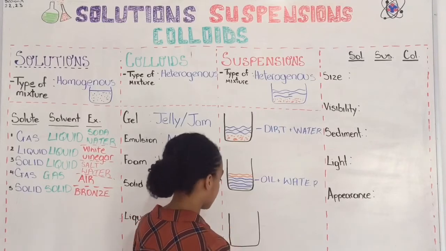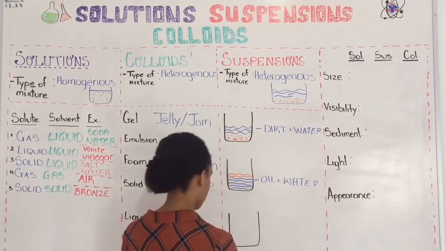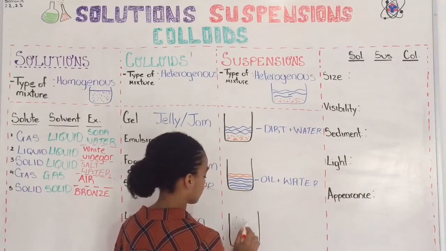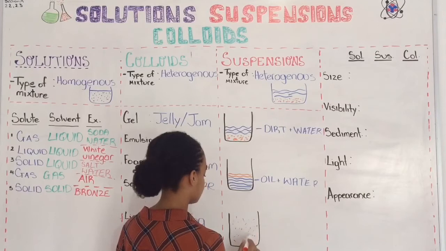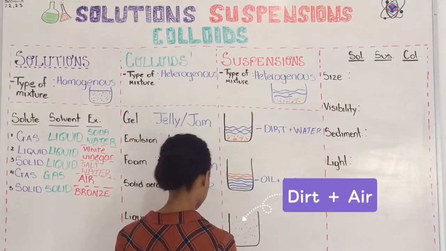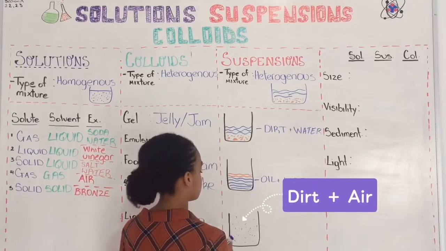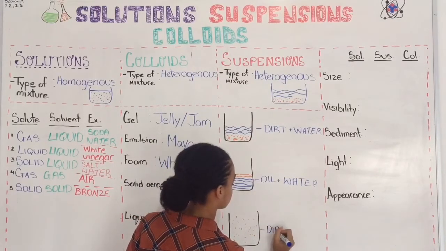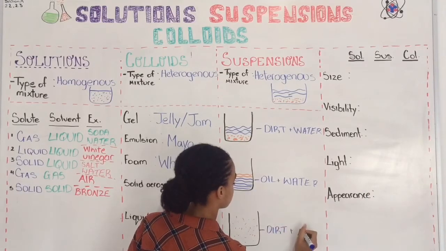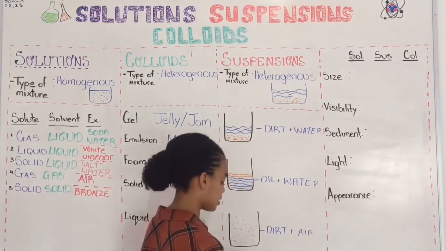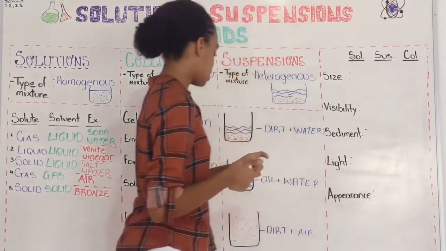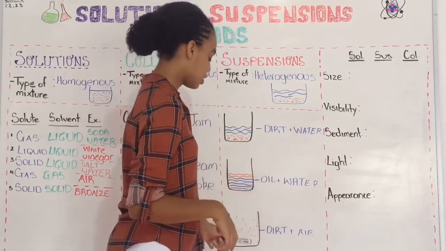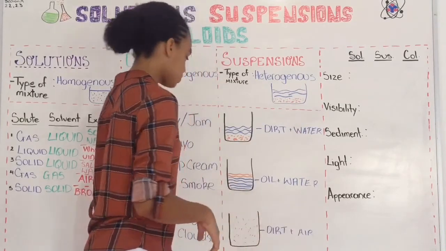And the last example that we have would be some dirt particles in the air. So the breeze blows some dirt, and that is an example of a suspension in air. So we have an example of a suspension with a solid and a liquid, a liquid and a liquid, and a solid and a gas.